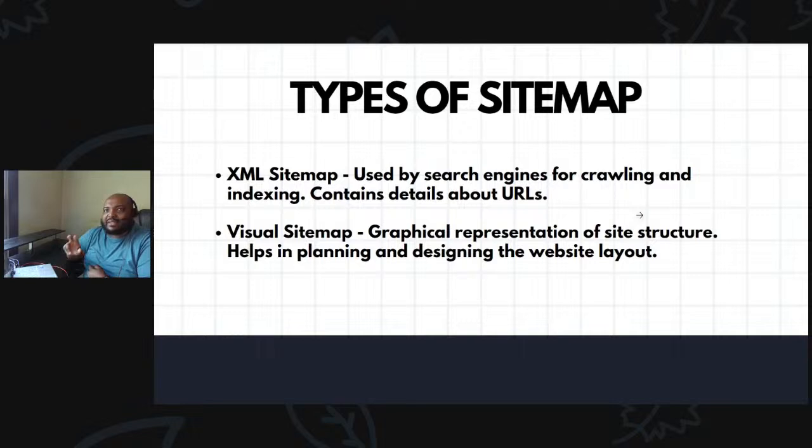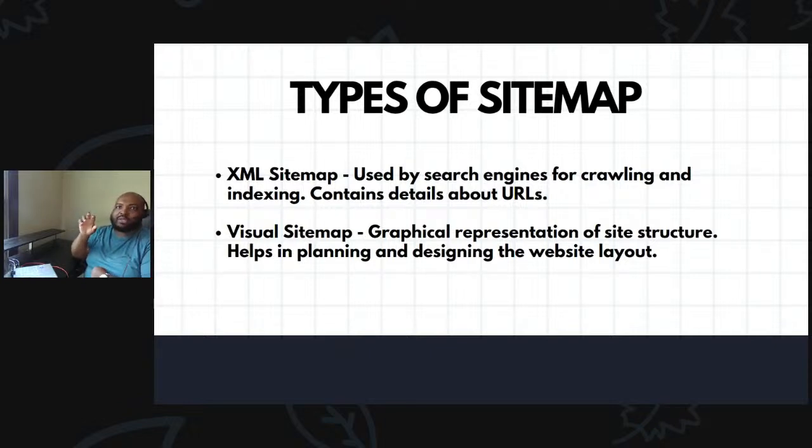The second type is a visual sitemap. And this is a graphical representation of your site structure. This is used when we start to do the planning, designing, and creating the website layout, and it helps us to make sure that what we're creating makes sense for the user. By the end of this, you'll know how to make both.